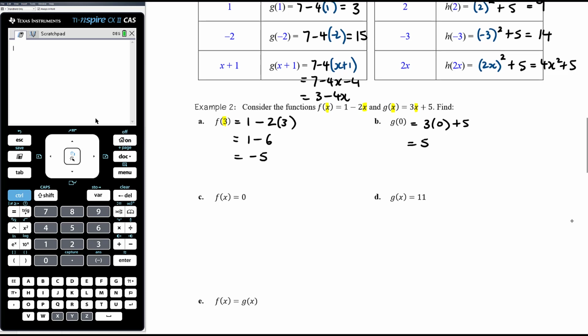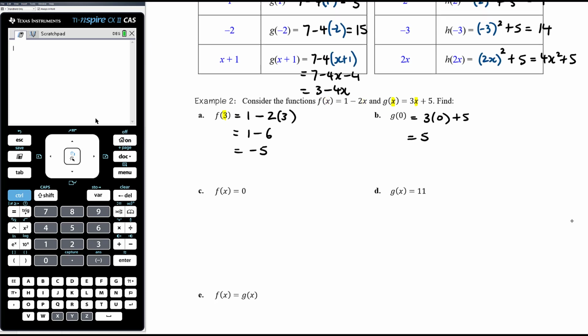Okay, f of x equals 0. So the rule tells us that f of x is equal to 1 minus 2x. So this time we're not letting x equal 0, we're letting f of x, the output, equal 0. So 1 minus 2x has to equal 0. Add 2x to both sides, 1 equals 2x, and divide both sides by 2, x equals 1 half.